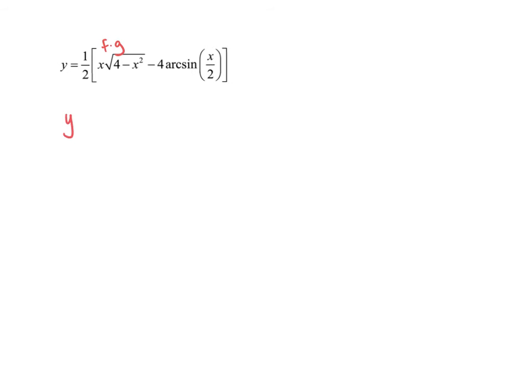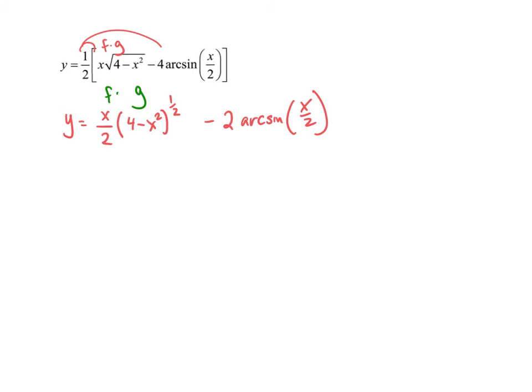So what I would do first is I would probably just distribute that half just to get it out of here. So we have x over 2. And then this is going to be 4 minus x squared to the 1/2 power, because when you take derivatives, it's easier to use the fractional powers. Minus, well, it's not going to be 4. It's going to be 2, because I'm distributing this 1/2 to both, because it's outside of all. So it's going to be 2 arc sine of x over 2. Now again, I didn't do any calculus yet. I've just started to set up the problem.